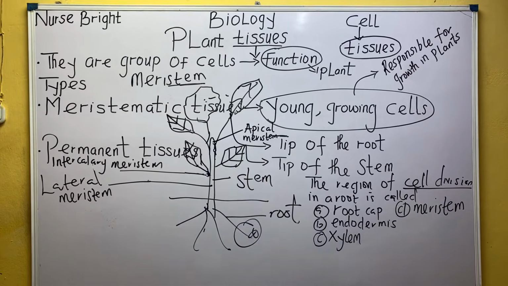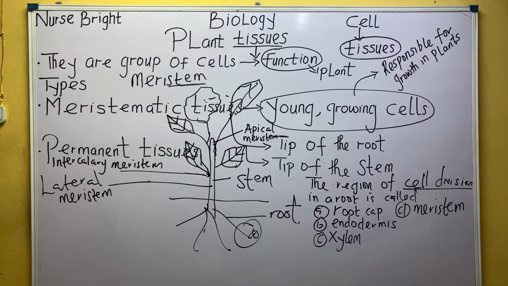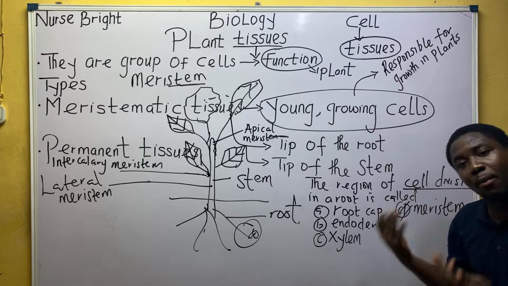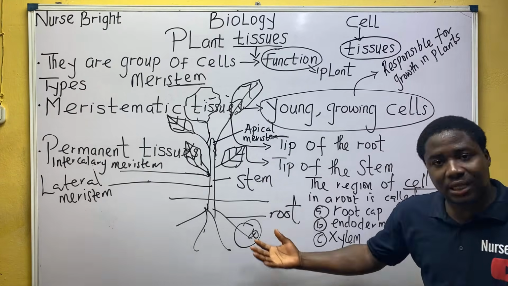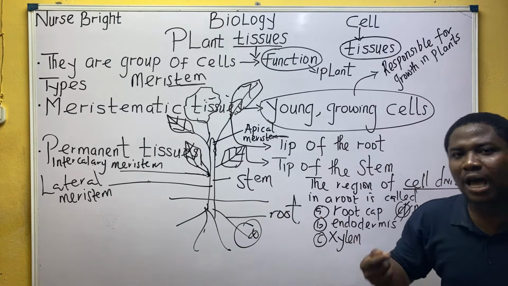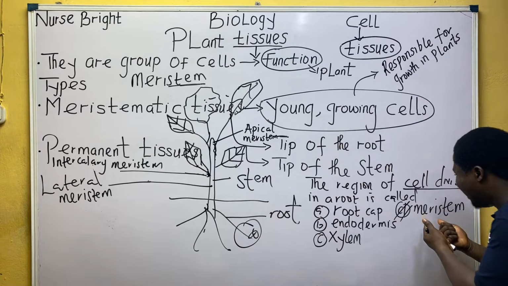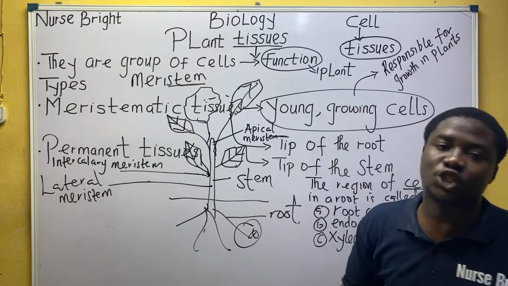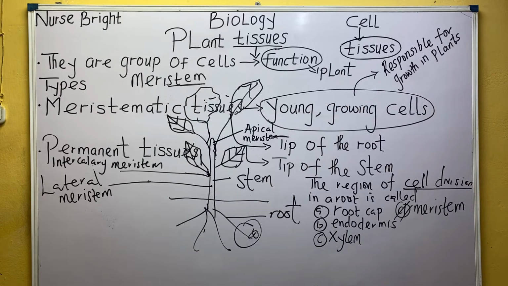Good. I'm proud of you guys, you are doing so well. The answer is meristem. It cannot be root cap. Root cap definitely is part of the roots, do you understand? But where it occurs is the meristem. Why? The meristem contains young growing cells that are responsible for growth in plants.